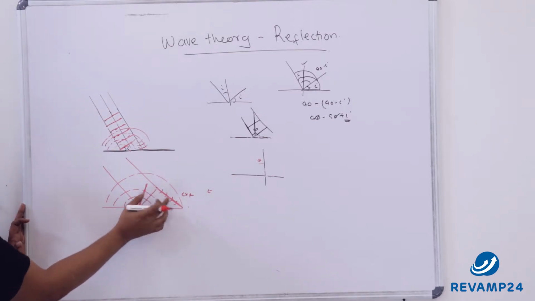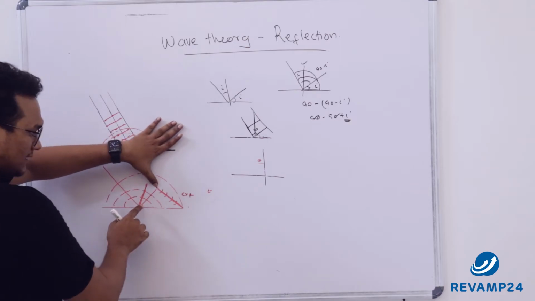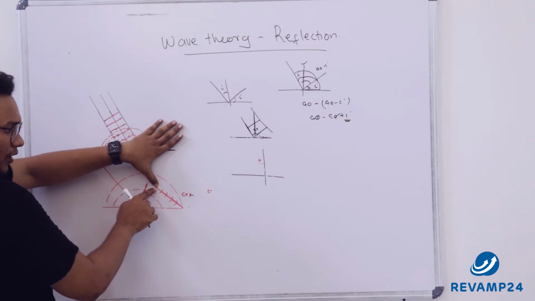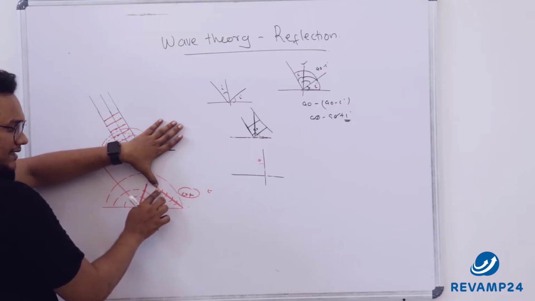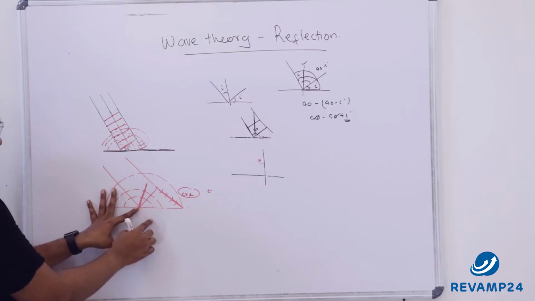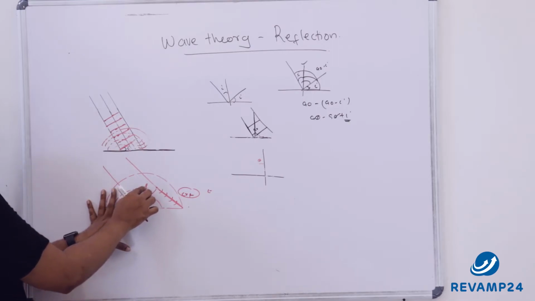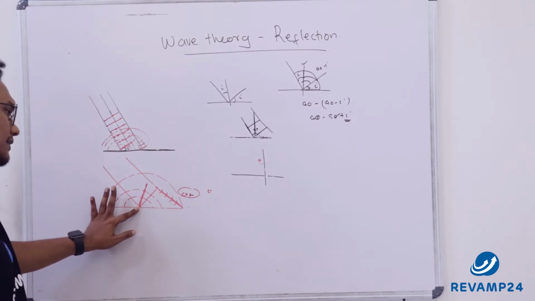Now this distance and this distance would be the same. How do you know? From this point, it has sent the light here for a time of t, and the distance covered is c into t. But this point can't send the light in this direction, so it will send in this direction, because it is sending its wavefront in this direction.